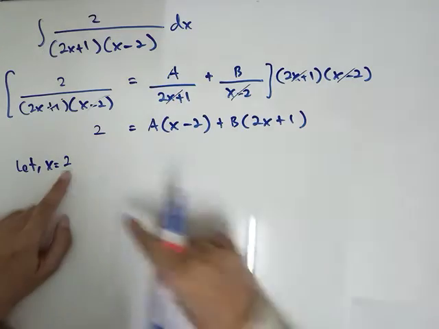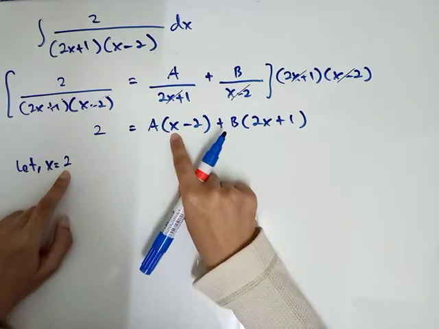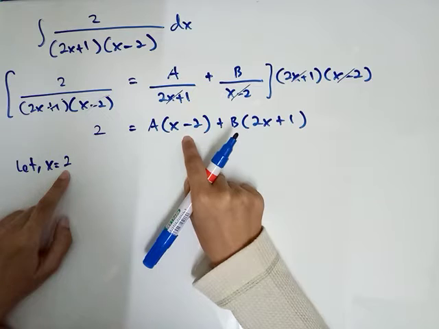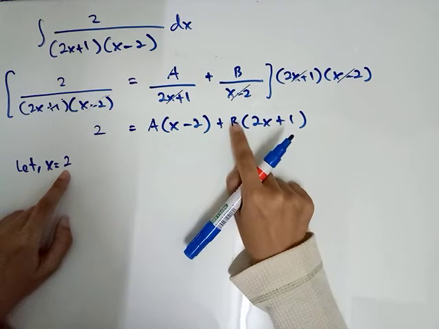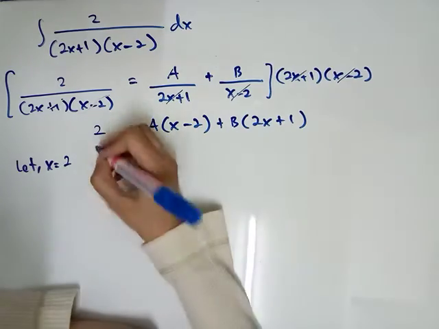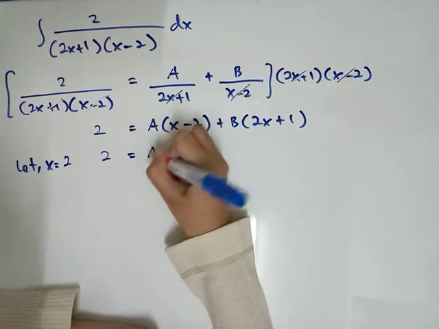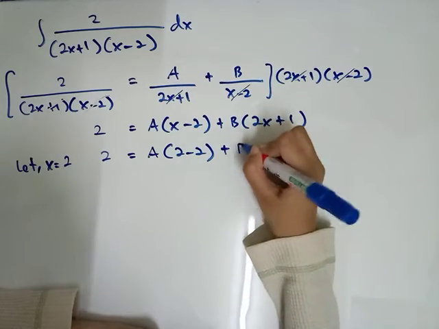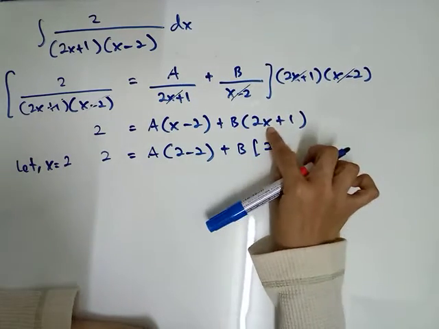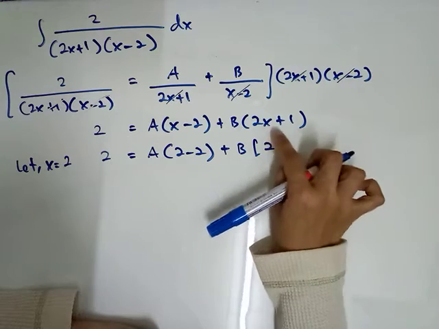Okay, saya masukkan x sama dengan 2 ke dalam ni. 2 tolak 2 dapat 0. So 0 darab dengan A, kita akan dapat 0. Okay, so kita ada chance untuk dapatkan value B. Okay, so 2 equals A(2 minus 2) plus B(2...). This one also, we need to substitute 2 into x.